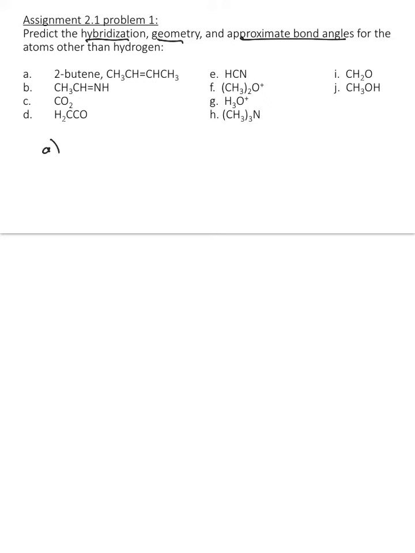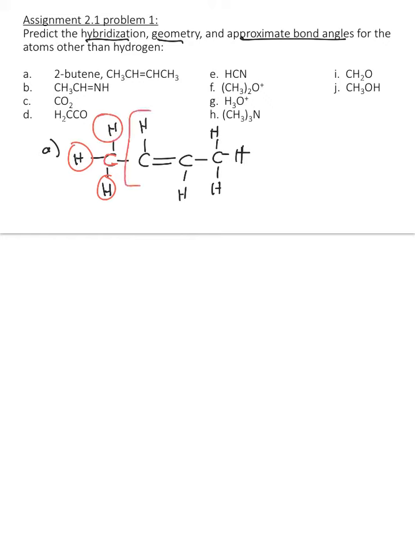So the first one, A, would be CH3, CH, double bond, another hydrogen, and then CH3. So this is a correct Lewis bond structure, and make sure everything has 4 bonds for carbon. Now, the hybridization here, since this carbon has 4 things connected to it, that would be an sp3.